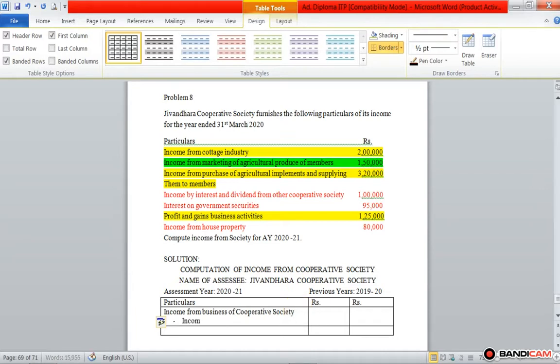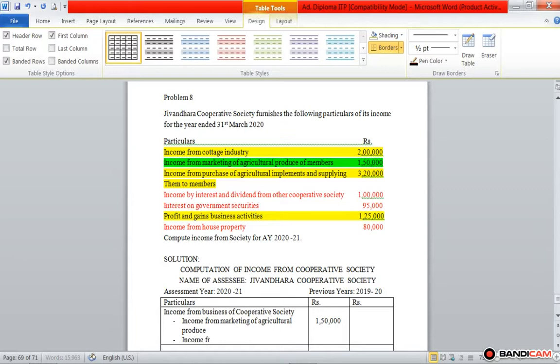So here, income from marketing of agricultural produce amounted to rupees 1,50,000. Here we did not consider the income from cottage industry as income from business. We separately add this income in the income of the cooperative society.